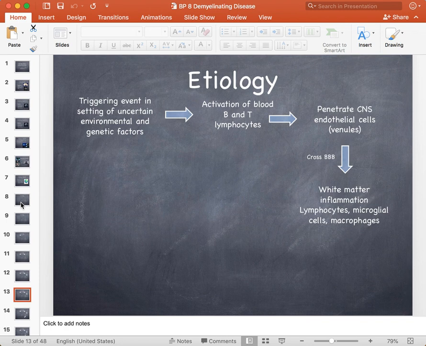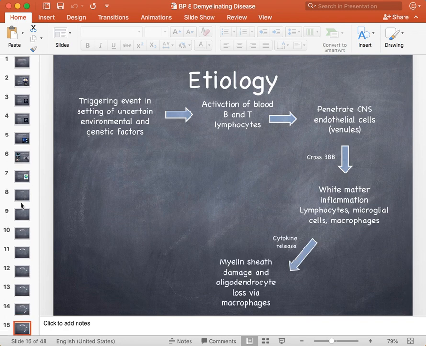get an activation of lymphocytes, microglial cells, and macrophages. There's a combination. Then there's a milieu of cytokine release. And then it's the macrophages which damage the myelin sheath, and you can get oligodendrocyte loss. Sometimes the attack stops there. Other times, in more severe inflammation, you get the axonal loss that we were talking about before.